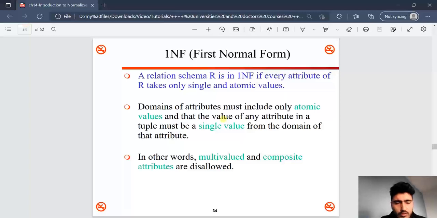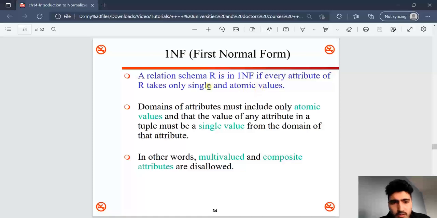Hello students, today we'll take our first rule in normalization, which is the first normal form. So a relation schema R is in 1NF if every attribute of R takes only single and atomic values.